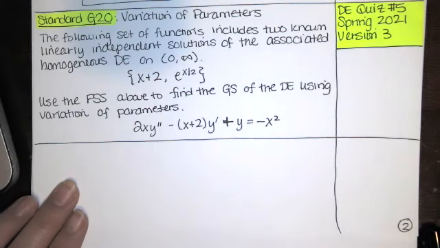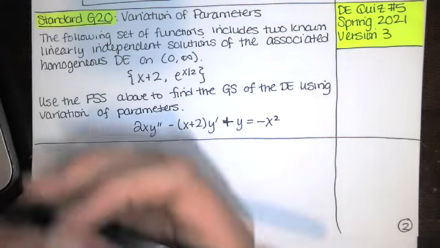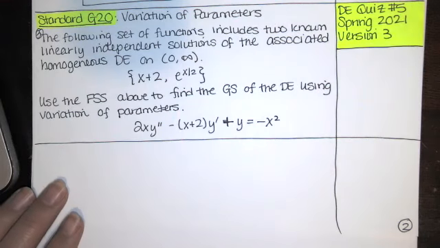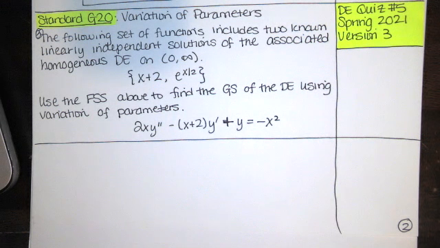In this video, we solve problem number 4, or actually I think it's problem number 3, from quiz number 5 in the spring 2021 semester from version 3 of this quiz. This problem covers standard G20, which is about variation of parameters.